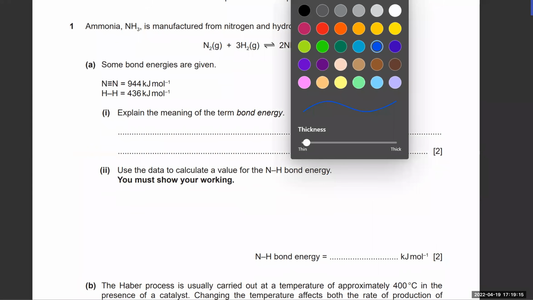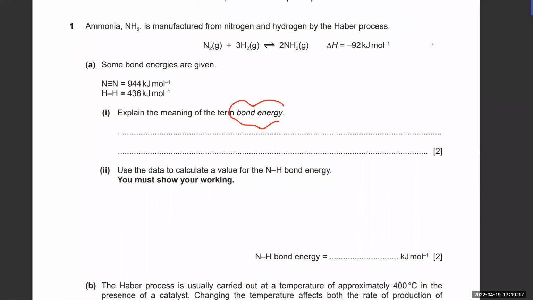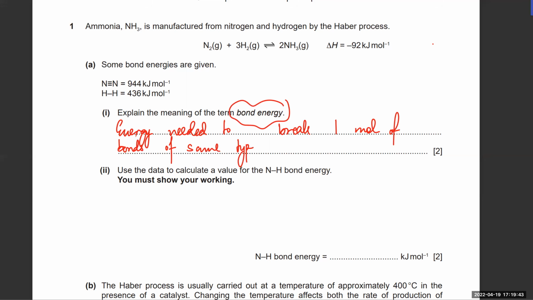Bond energy is the energy that is needed to break 1 mole of bonds in gaseous molecules. So needed to break 1 mole of bonds of the same type, and in gaseous molecules.